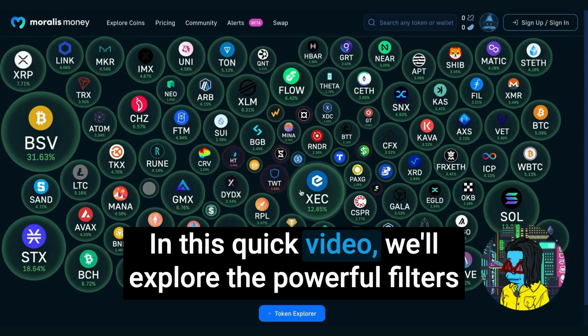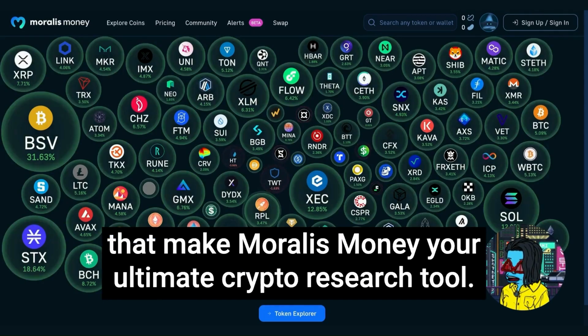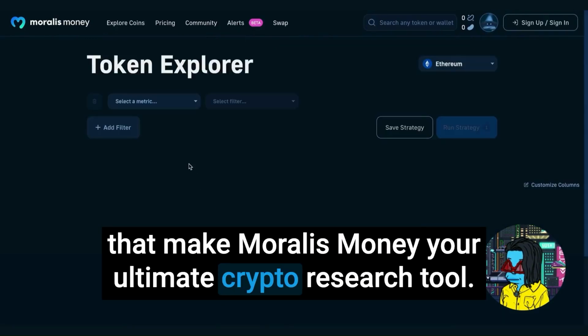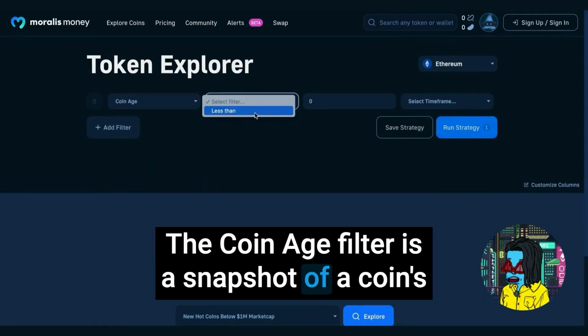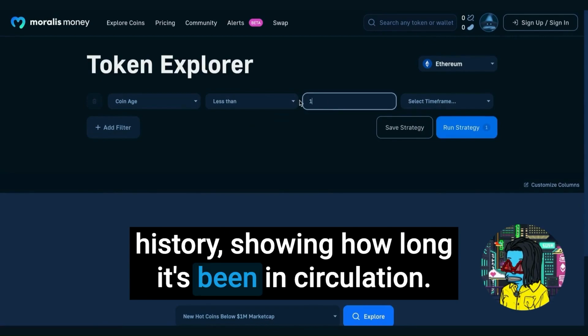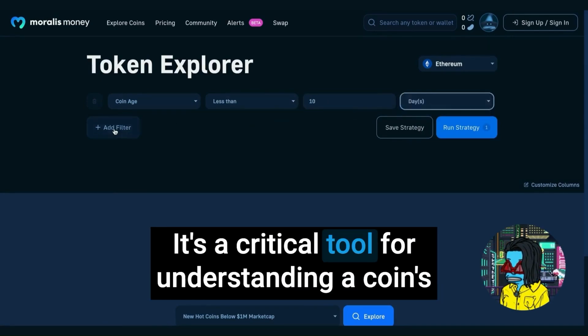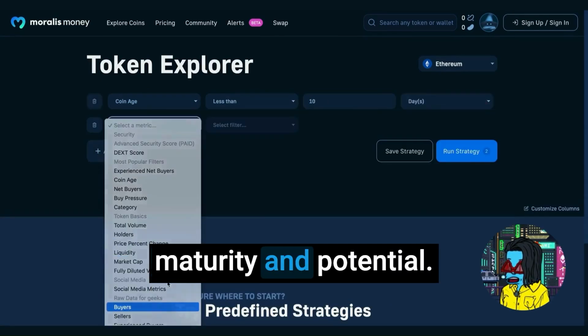In this quick video, we'll explore the powerful filters that make Moralis Money your ultimate crypto research tool. Coin Age Filter. The Coin Age Filter is a snapshot of a coin's history, showing how long it's been in circulation. It's a critical tool for understanding a coin's maturity and potential.